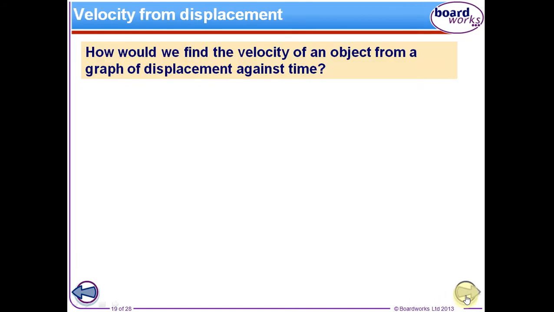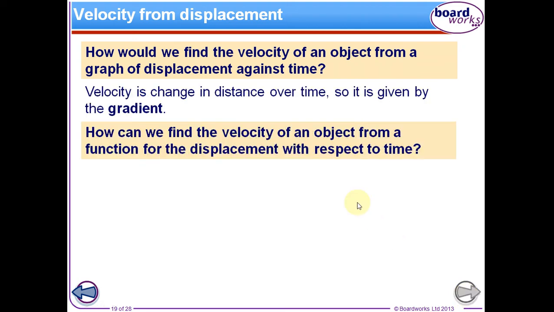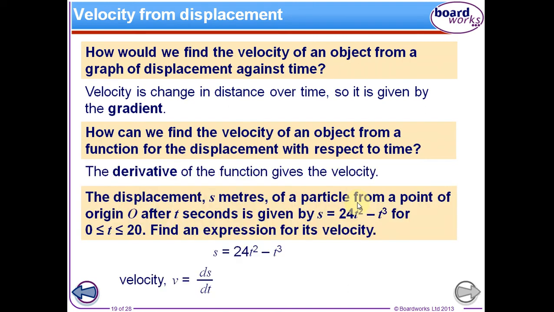How will you find the velocity of an object from a displacement-time graph? You differentiate. Velocity is change in distance over time, so it is given by the gradient. How can we find the velocity of an object from a function for the displacement with respect to time? The derivative of the function gives the velocity, and that's what we do.